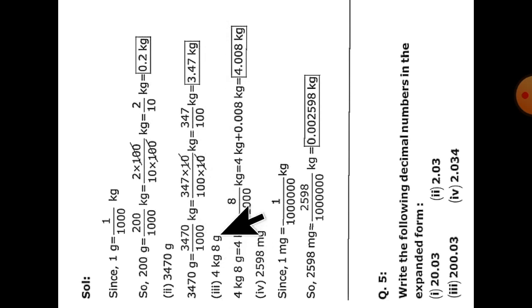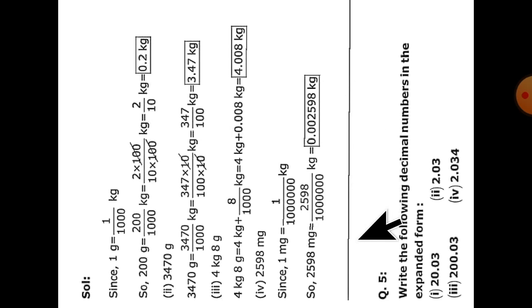Okay. 4 kg 8 gram, 4 kg 8 gram equal to 4 kg plus 8 upon 1000 kg equal to 4 kg plus, 1000 means after point 3 digits must be there. So 0.008 kg equal to 4.008 kg. Now 2598 milligram, 1 milligram equal to 1 upon 10 lakh kg equal to 2598 upon 10 lakh kg equal to 0.002598 kg. There are 6 zeros, so after point 6 digits must be there.